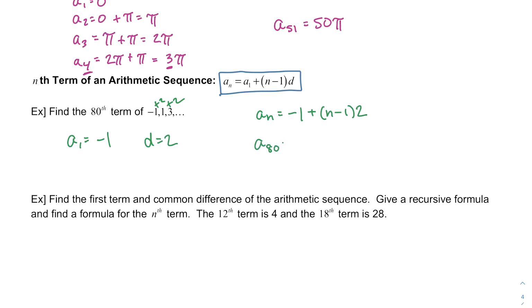So a sub 80 is -1 plus 80 minus 1 times 2, which I'm going to put in my calculator. So -1 plus 80 minus 1 times 2. So it's 157. So it's a quicker, easier way to find any term of the arithmetic sequence is by having the formula for the nth term explicitly written.